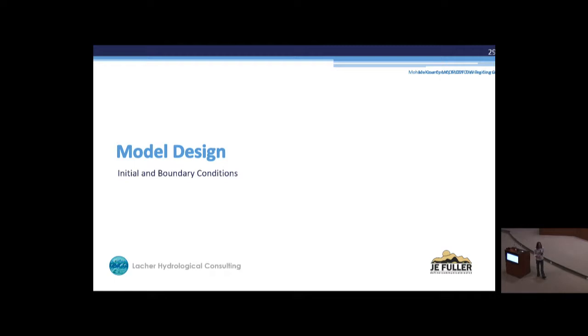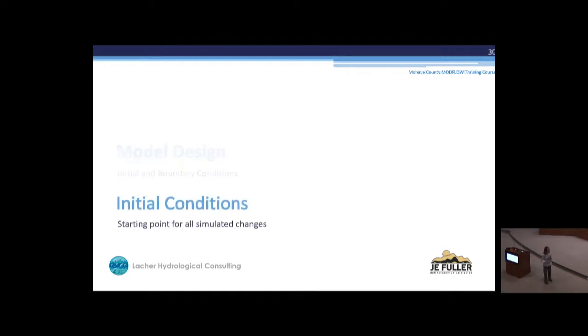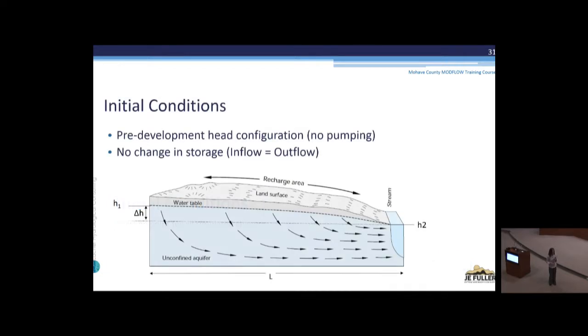Okay, there are a couple of really important things about modeling that you have to understand, and it's not just MODFLOW, it's about all modeling. So we're going to talk in some general terms here. Initial conditions. It's just logical, right, that if you're going to start a process, you start from somewhere. And that's what initial conditions are about. MODFLOW doesn't know how to solve something unless it has a starting point. So you have to specify that when you model.